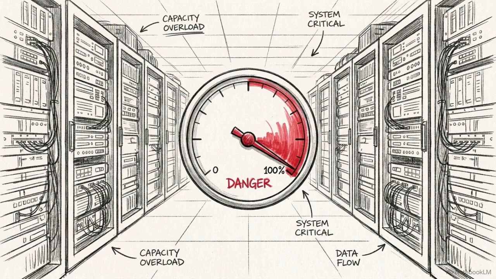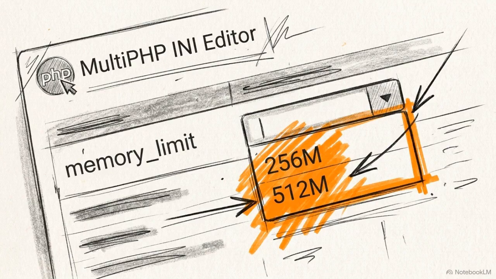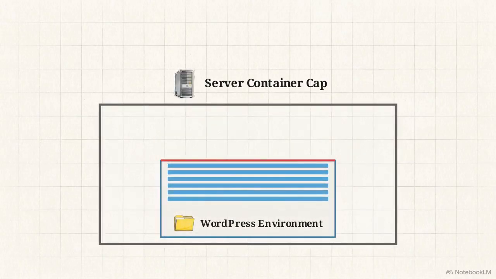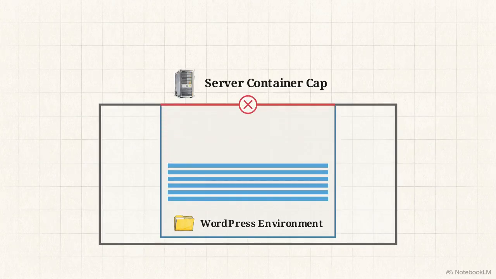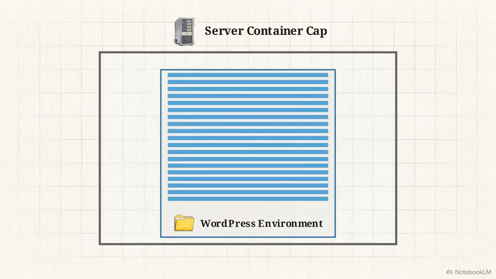Step 5 addresses infrastructure issues. If your logs mention exhausted memory, the problem is the server's environment rather than a specific file. Open the multi-PHP INI editor in your control panel to increase the memory limit. Shared hosting uses a 2-tier memory system. If the server's master container ceiling is reached, increasing the memory limit inside a WordPress file will have no effect. You must raise the limit at the server layer.